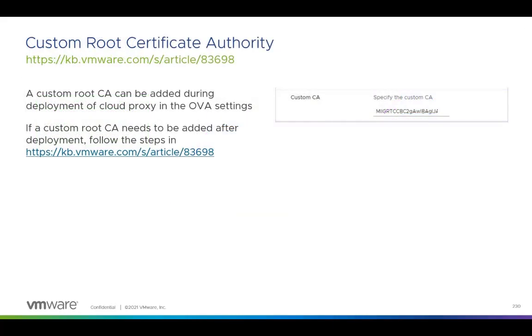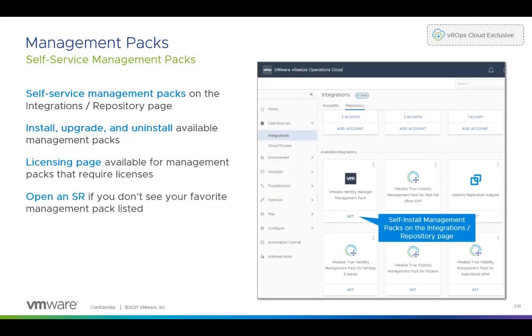You can add a custom root certificate during the deployment of the cloud proxy. It's in the OVA settings. There's a KB here that steps you through that if you need to do it after. So say you just deployed and forgot to do it, you don't feel like redeploying the cloud proxy, you can just follow this KB to add the root certificate later, after the fact.